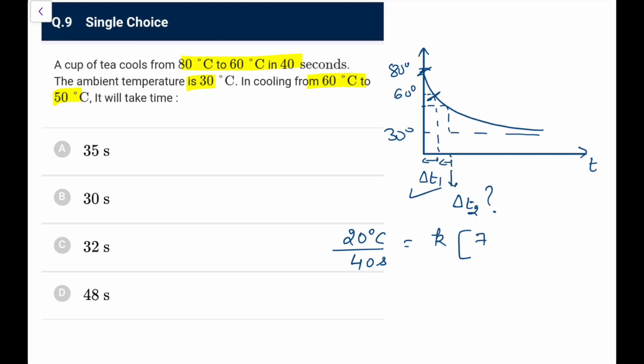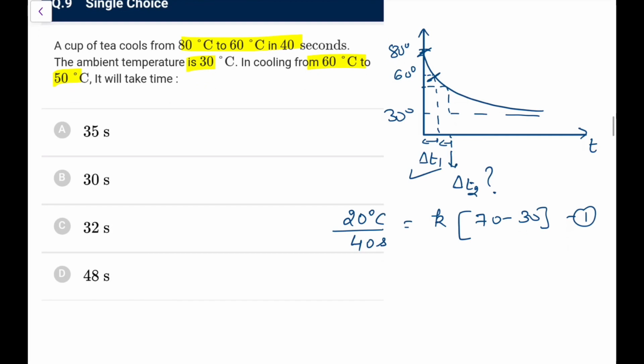80 to 60, theta average is 70, ambient temperature is 30. This is your first equation. Apply the second equation between 60 and this 50 point. So change is 10 time, let's say delta t2, that is k, and here 60 and 50 average would be 55 minus 30. This is the second equation.